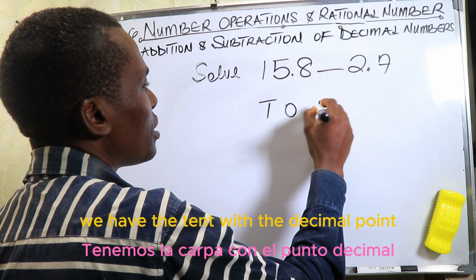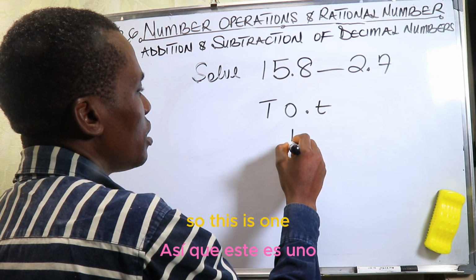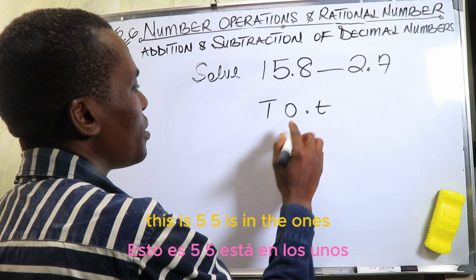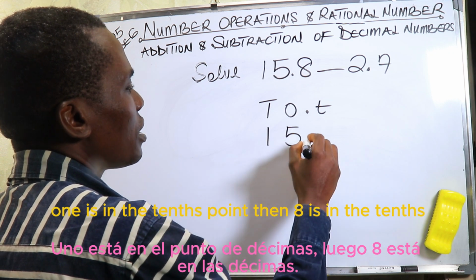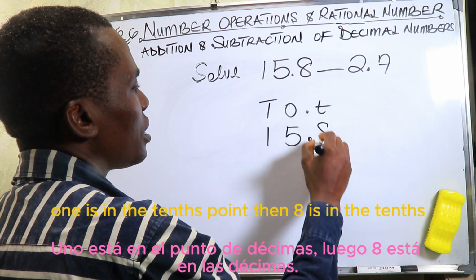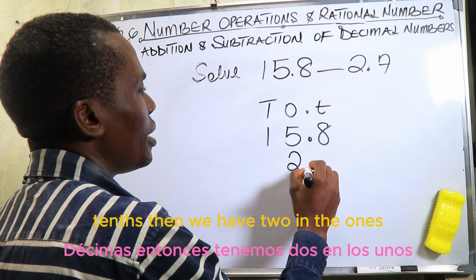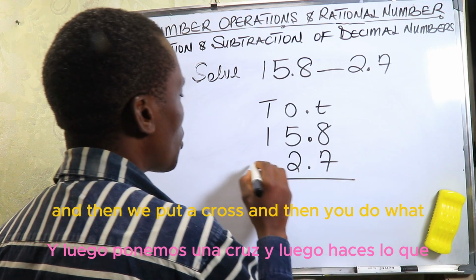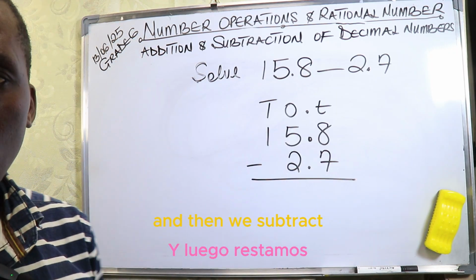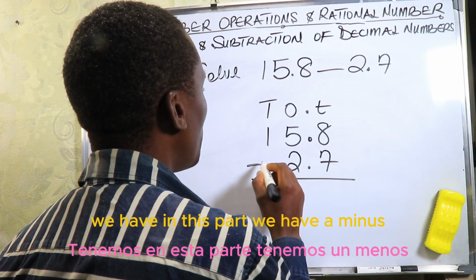We have the tenths with the decimal point. So this is 1, this is 5. 5 is in the ones, 1 is in the tenths. Then 8 is in the tenths. Then we have 2 in the ones, and then 7 in the tenths. And then we put a cross, and then we do what? And then we subtract. In this part, we have a minus.